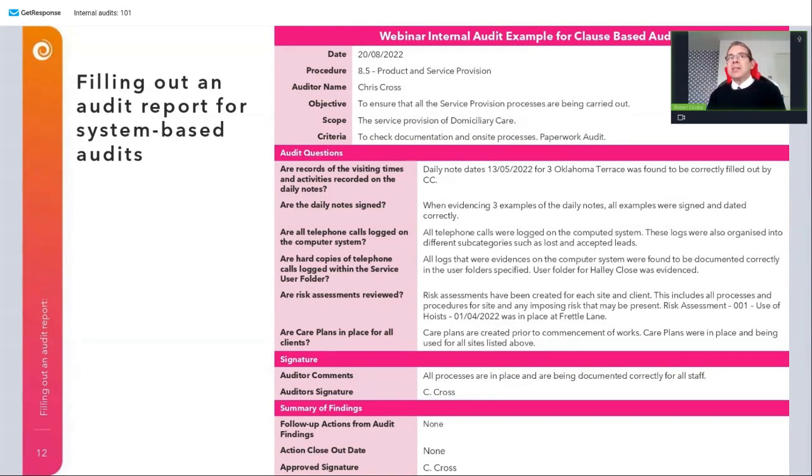So effectively what we've done is we've made a check of what we say we do, and we've written down what evidence we found. And that's quite simple, isn't it? What do we say we do? This is what we've found. And you can see that replicated throughout all of those questions.